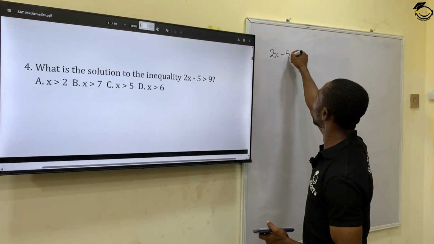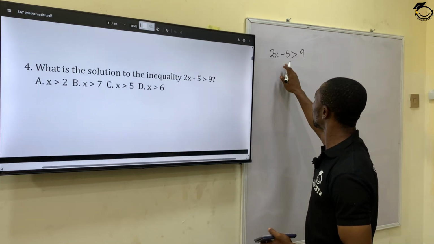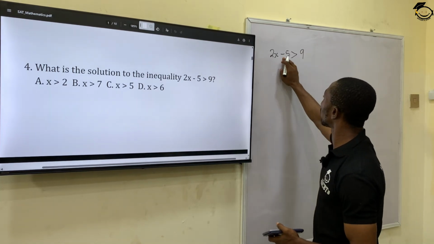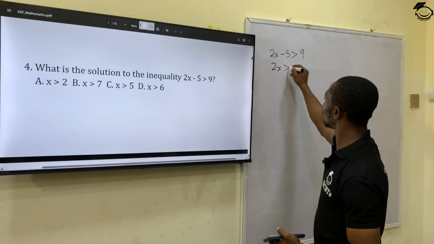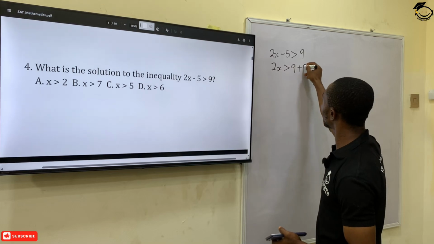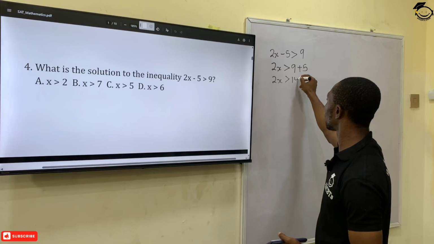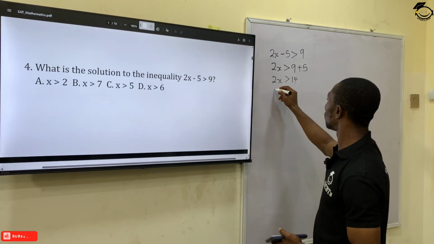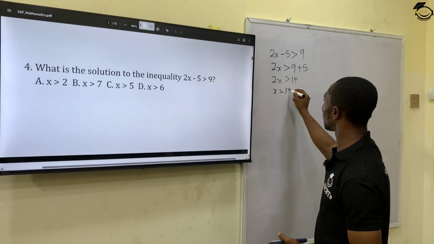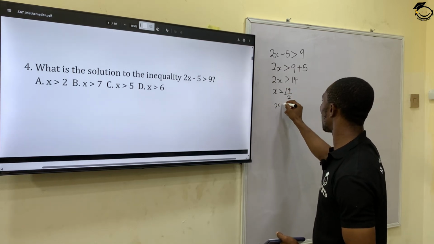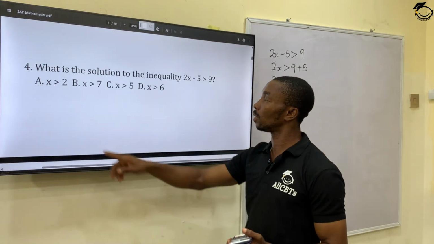2x minus 5 is greater than 9. Now, in doing this, we'll first of all collect our constants together. So this becomes 2x is greater than 9 plus 5. And 2x is greater than 9 plus 5 will give us 14. So 2x is greater than 14, x is greater than 14 divided by 2. So x will be greater than 7, which is our option B.